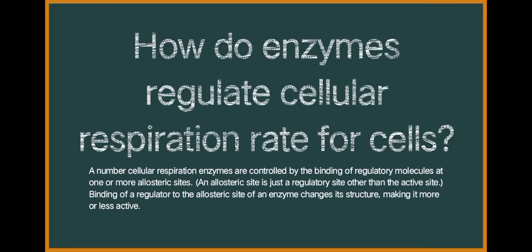Now, how do enzymes regulate the cellular respiration rate in cells? The cellular respiration enzymes are controlled by the binding of regulatory molecules at one or more allosteric sites. An allosteric site is just a regulatory site other than the active site. Binding of a regulator at the allosteric site of an enzyme changes its structure, making it more or less active.